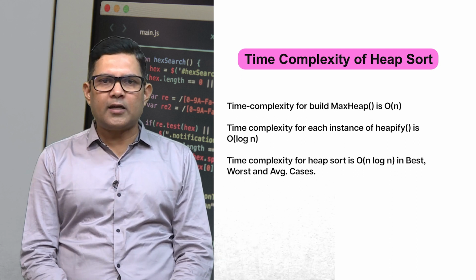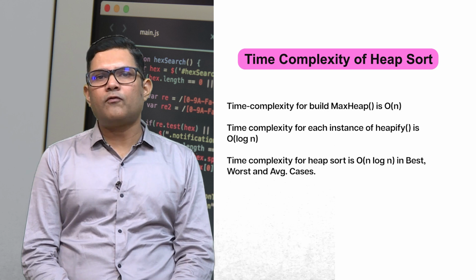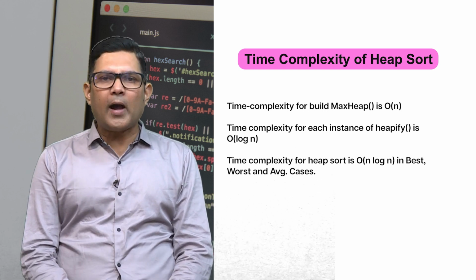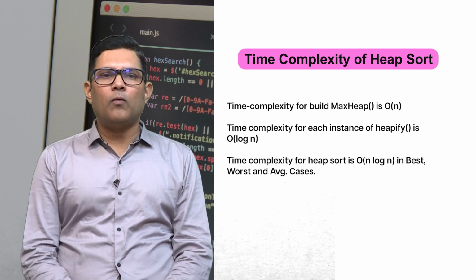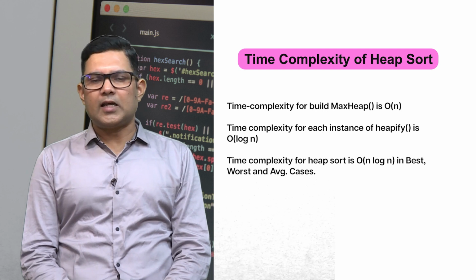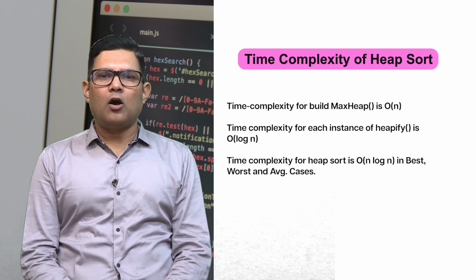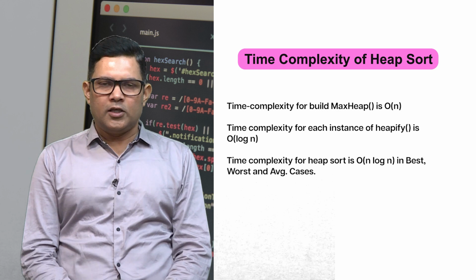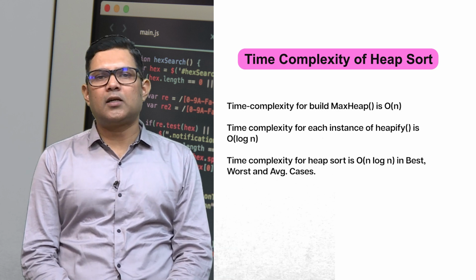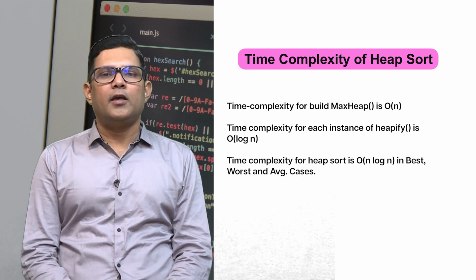As we know, heap sort is the combination of building a max heap and applying heapify. So if we combine both these functions, then the overall time complexity of heap sort in best case, worst case and average case will be defined as O(n log n). Here n is the time complexity to create a max heap and log n is the time complexity of heapify.